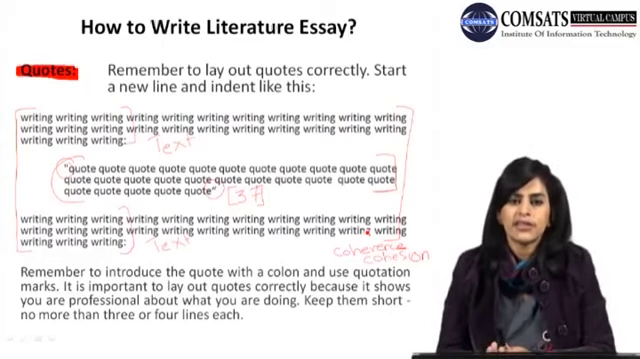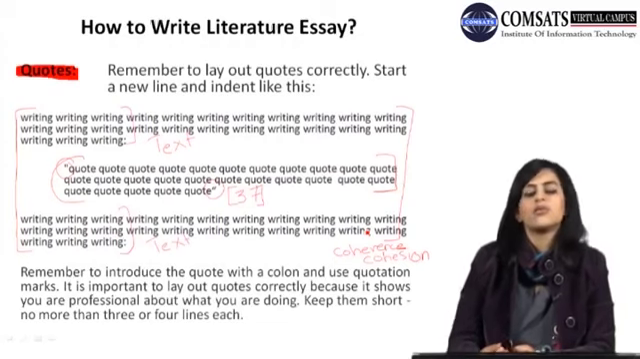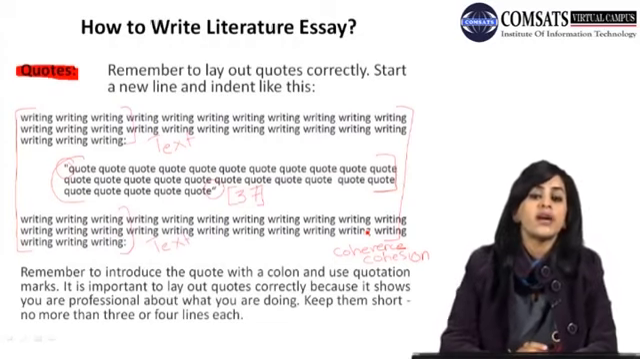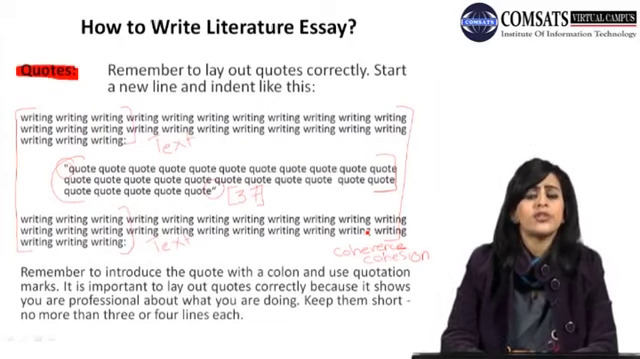It is important to lay out quotes correctly because it shows that you are professional about what you are doing. So if you are successful in writing down the related quotes and merging them into your essay, it shows that you are one good professional writer. Keep them short, no more than 3 or 4 lines each. Now there is another rule of thumb to remember while you are quoting from the text: your quotes should not be more than 2 to 3 lines, because if you are quoting larger texts, that is not going to convey the meaning to the particular audience you want to target.